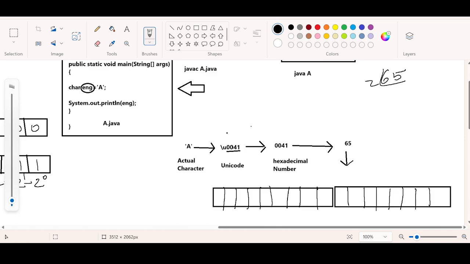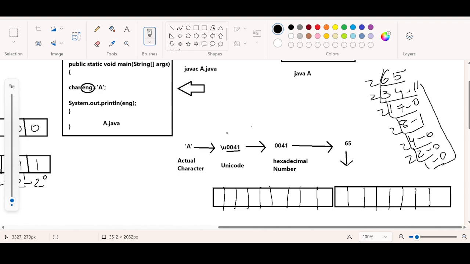65 divided by 2. Balance 1. 2, 2 ones. 2 sevens, 0. 2 eights, 1. 2, 2 fours, 0. 2, 2 twos, 0. 2, 1. Okay, you write the numbers from bottom to top. Correct me if I am wrong, 1 0 0 0 0 0 1. The remaining elements will be 0 0 0 0 0 0 0 0 0 0.